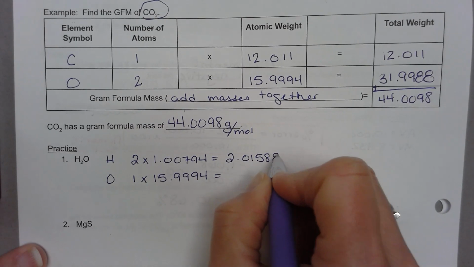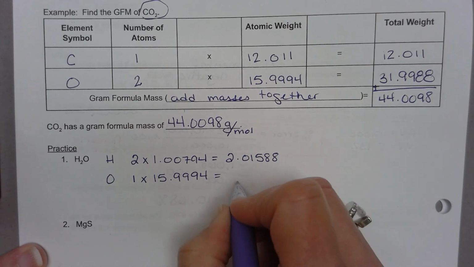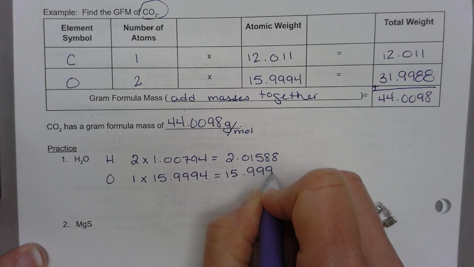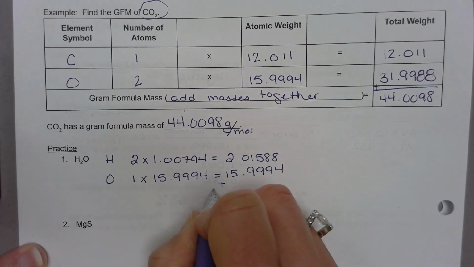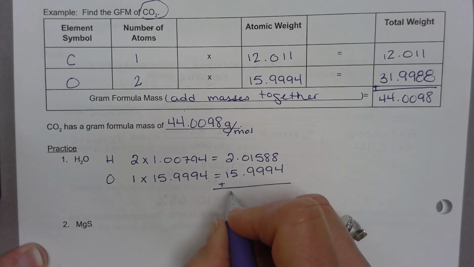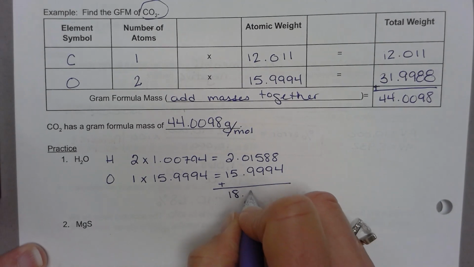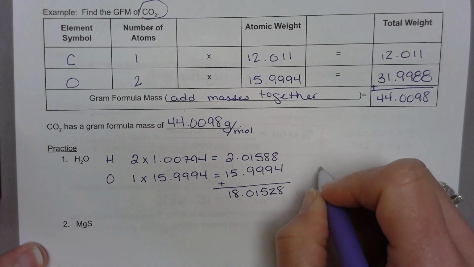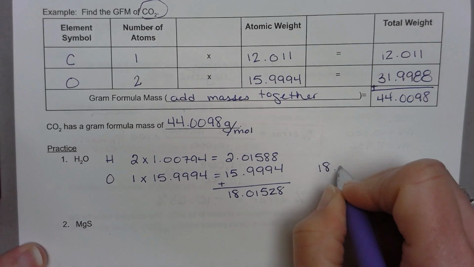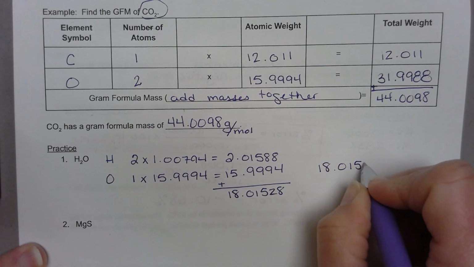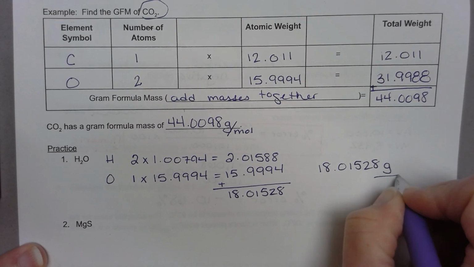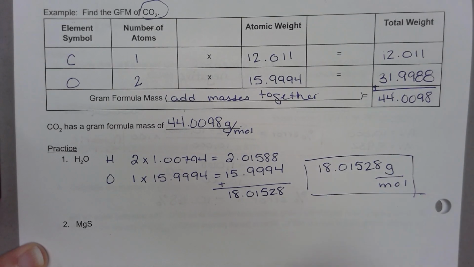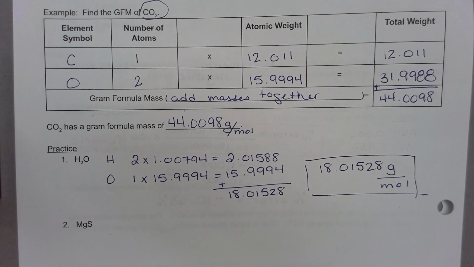So hydrogen is 2.01588, and oxygen is 15.9994. We add down 18.01528. So our final answer, once again, we do not round, 18.01528 with the units of grams per mole. That is the mass of water. Now what I want you to do are the next 2 practice problems.